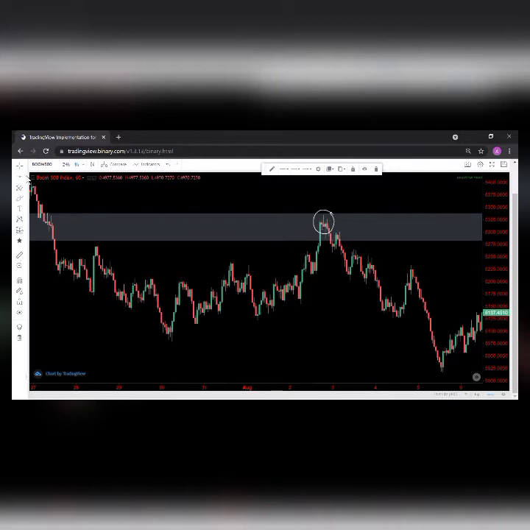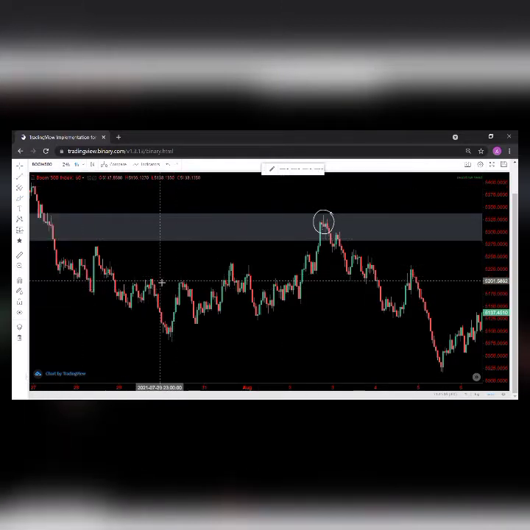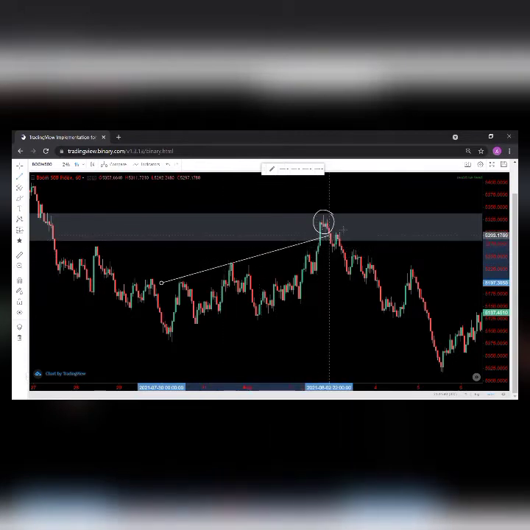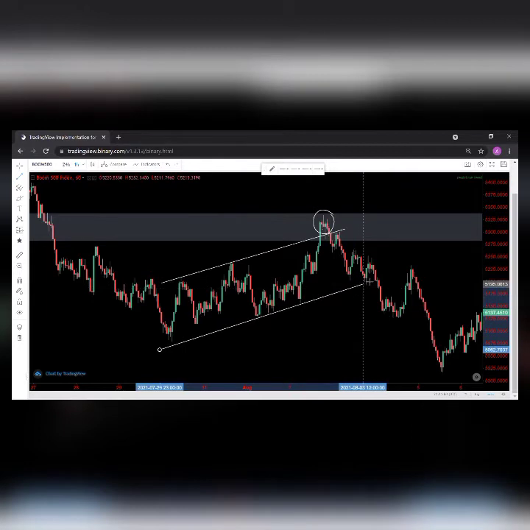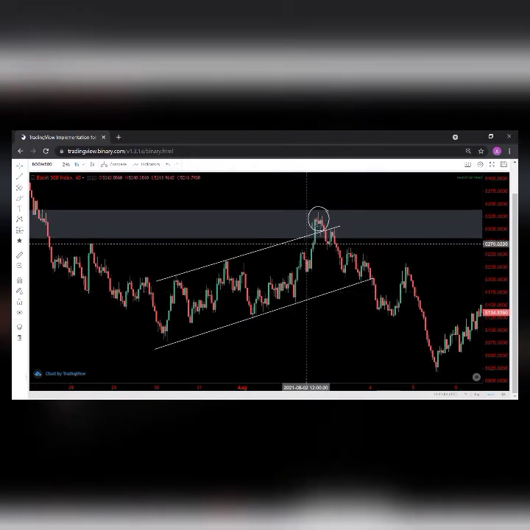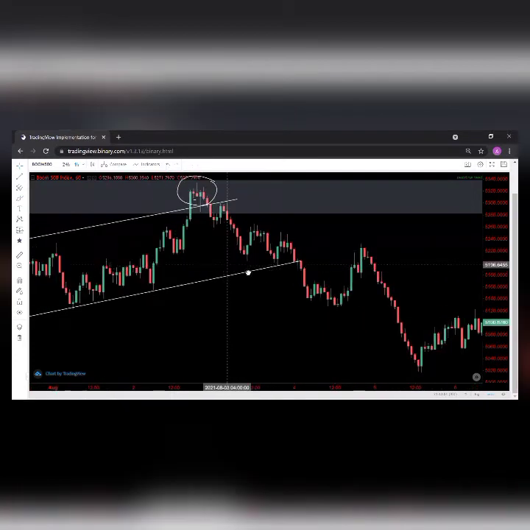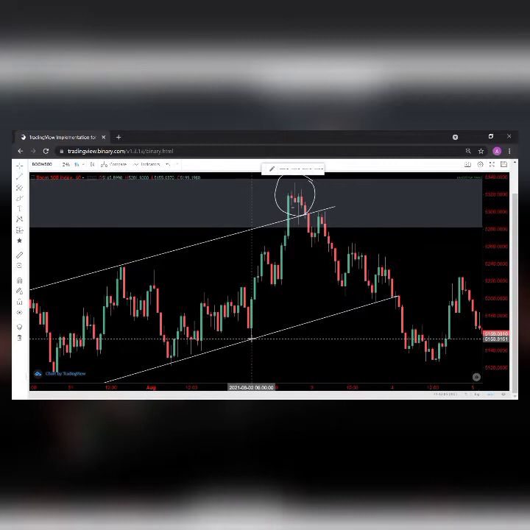Now, if you draw your trend line, just look. Draw a trend line. Now you can see that the market actually broke out of the trend line. And then if you zoom inside again, you can see that you can still draw a trend line inside the triangle. So the trend line is going to be something like this.